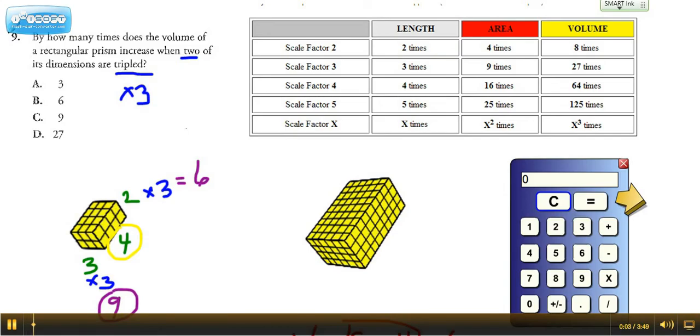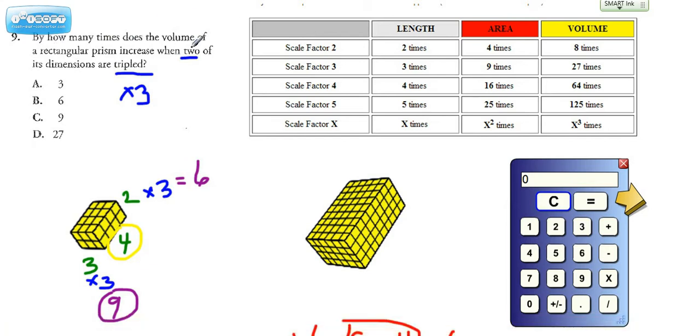We're taking a look at question number 9 on the L31. By how many times does the volume of a rectangular prism increase when two of its dimensions are tripled? Now what makes this question a little tricky and different from some of the things that we talked about in class is that we're not doing all of the dimensions, just choosing two of them. So this idea of cubing the value and coming up with one of these numbers might not work.